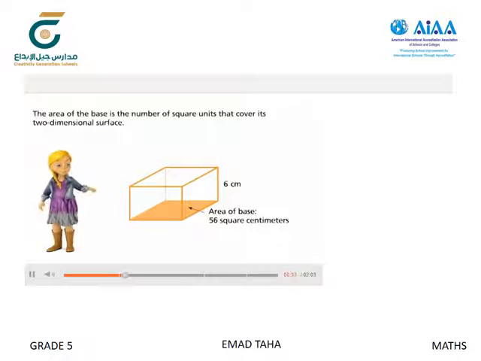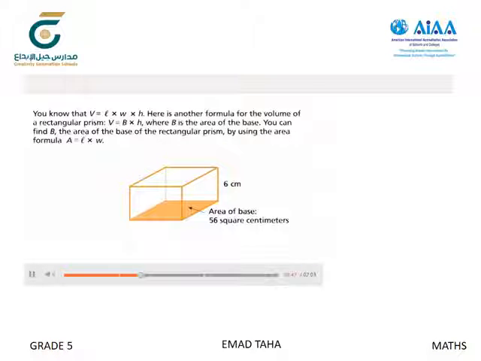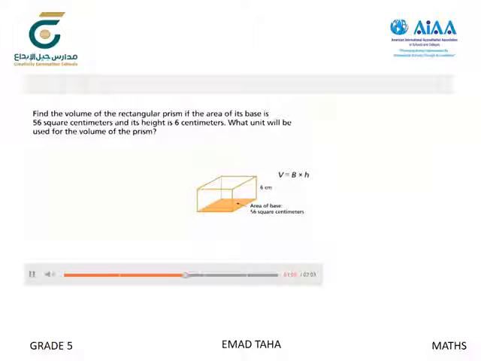The area of the base is the number of square units that cover its 2-dimensional surface. You know that V equals L times W times H. Here is another formula for the volume of a rectangular prism. V equals B times H, where B is the area of the base. You can find B, the area of the base of the rectangular prism, by using the area formula A equals L times W. Find the volume of the rectangular prism if the area of its base is 56 square centimeters and its height is 6 centimeters.